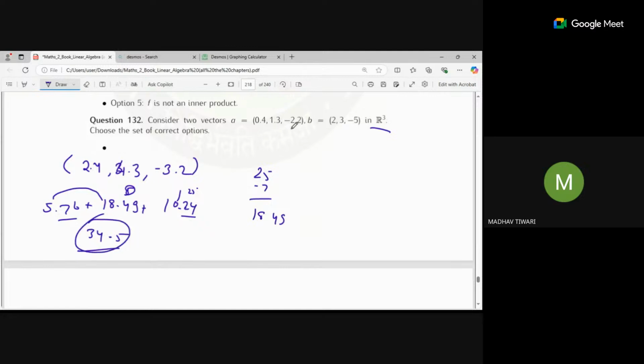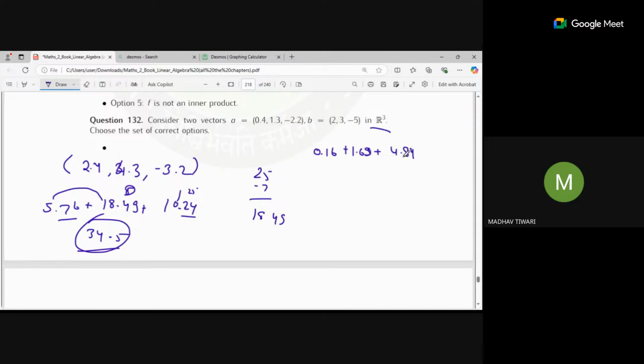Now let's do the individual magnitudes. 0.4 squared will be 0.16. 1.3 squared will be 1.69, right? And 2.2 squared will be 4.84, right?